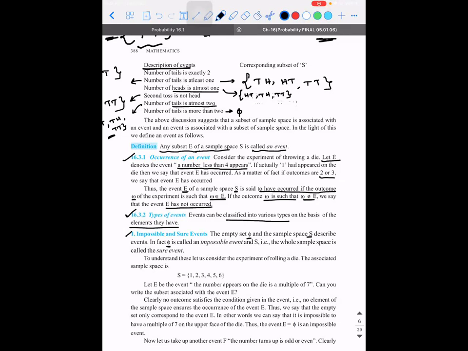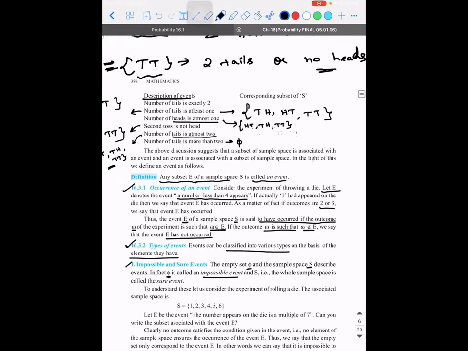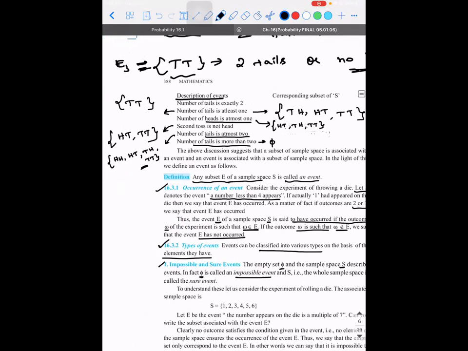So in fact, phi is called the impossible event because there is no outcome possible at all. For example, in this case, number of tails is more than 2. I can call it an impossible event. You can never get more than 2. Similarly, number of tails is at most 2 can be called a sure event because this event is equal to the sample space.